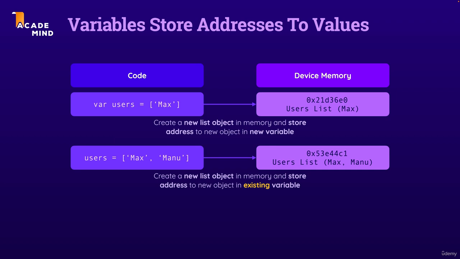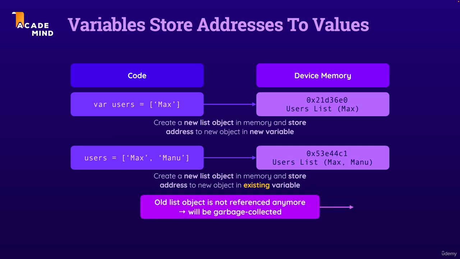In this case here, if the old list, which only included max, was only stored in users and not used anywhere else in the code, Dart would actually recognize that this old list isn't used anymore and would indeed remove it from memory to free up memory again. But Dart does this automatically. This is a process called garbage collecting. So that is what happens if you create new values and store these values in variables.